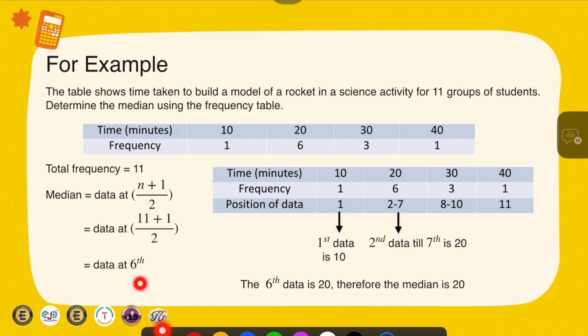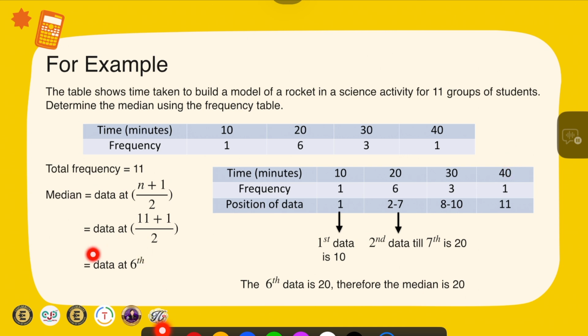So where is the 6th data? These are the frequencies. This is 1 here, and when the time is 20, the positions run from 2 to 7. Actually, we can use accumulative frequency. 1 plus 6 is 7, so the first data is 10. From the 2nd to the 7th data, it will be 20. From the 8th to the 10th, it will be 30. And the 11th data will be 40.